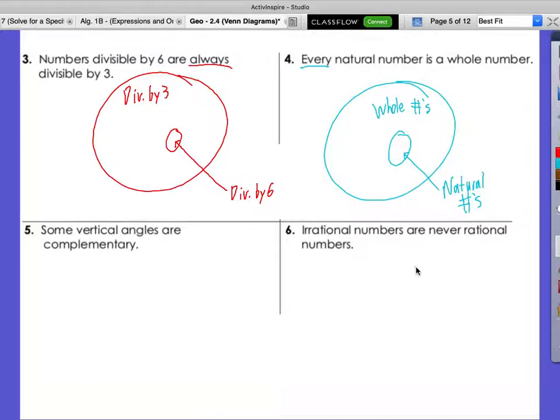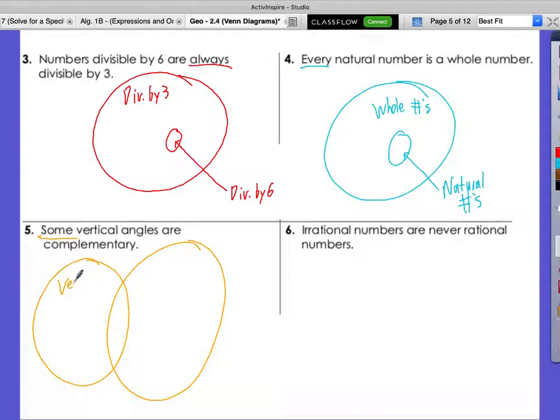Some vertical angles are complementary. What word should point out to us? Some. So what are we going to have? Second. Overlap, our second scenario, okay? Does it matter which one we call which? No, not really. As long as we call one vertical angles and another one complementary angles, we're fine. We're saying that some vertical angles are complementary, but not all.